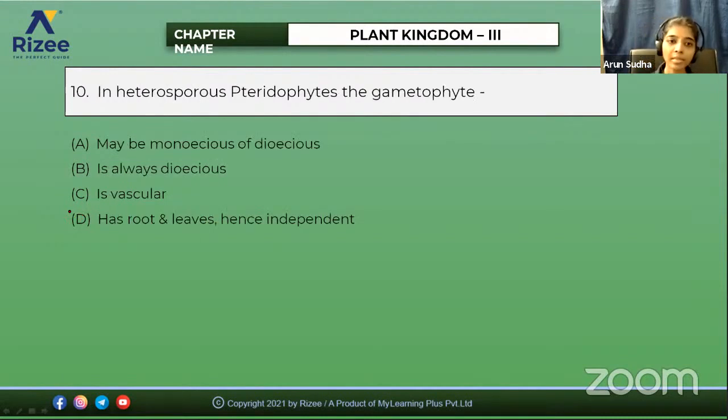Next question. In heterosporous pteridophytes, the gametophyte may be monoecious, or dioecious, or is always dioecious. Is vascular, it has root and leaves, hence independent. So which is the correct answer for this, in the case of heterosporous pteridophytes? Yes, answer B is correct.